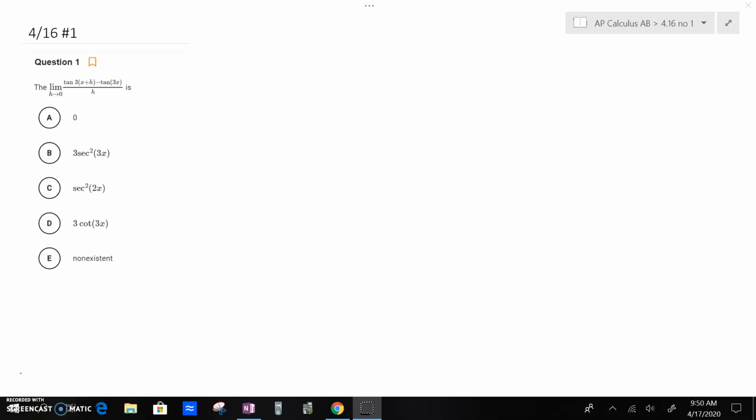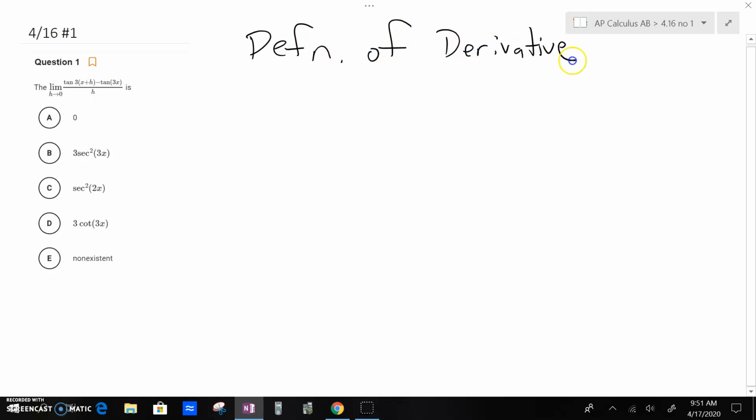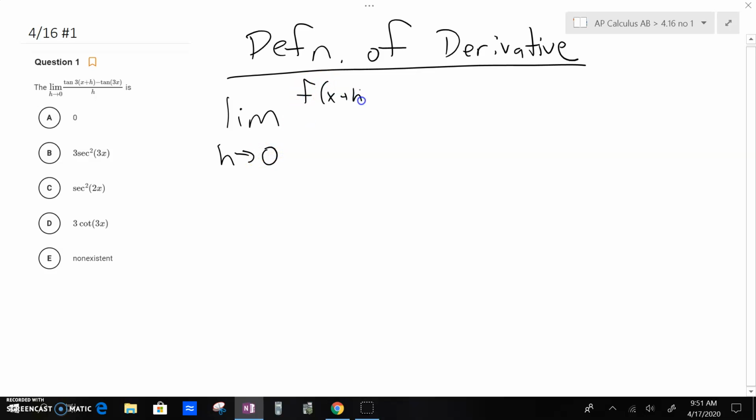What this is actually assessing is your ability to recognize the definition of a derivative. So this is the definition of a derivative. It's what it means to be a derivative. It's something we looked at way back in probably late September, maybe early October, but I think late September. And that general form is the limit as h goes to 0, f of x plus h minus f of x all over x plus h minus x.